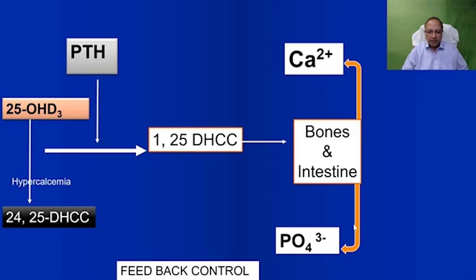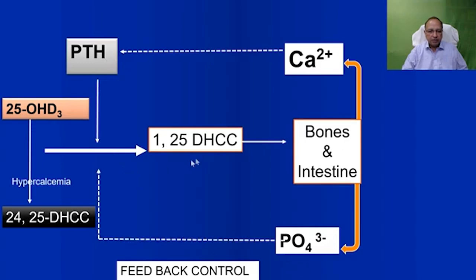So here the increase in calcium will cause hypercalcemia, which will depress the release of parathormone, and hyperphosphatemia will again check the release of 1,25-dihydroxycholecalciferol. Whenever the vitamin D level increases, it also has an inhibitory effect on the parathormone, and it also prevents the conversion of 25-hydroxycholecalciferol to 1,25-dihydroxycholecalciferol.